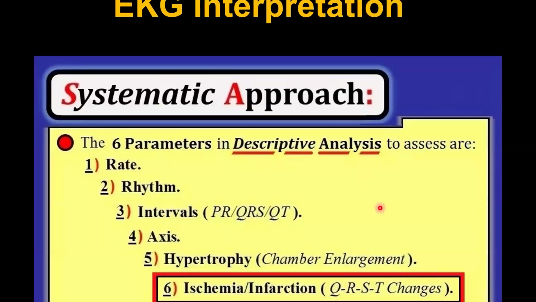Now, we recommend that we take a systematic approach to the interpretation of an EKG or ECG, right? EKG is German, ECG is English. And so first you figure out rate, figure out rhythm. Is it regular or not regular? And then is it fast, normal, or slow? What the intervals are, calculate the axis, figure out if there's chamber enlargement or hypertrophy, and then if there is ischemia or infarction.